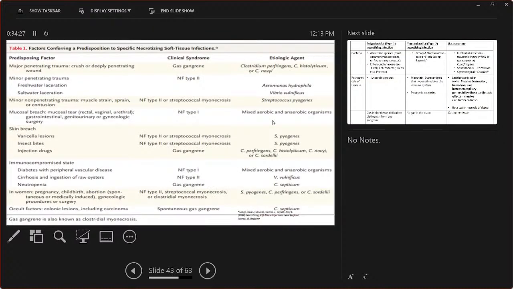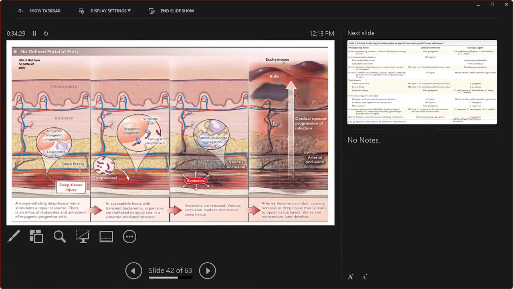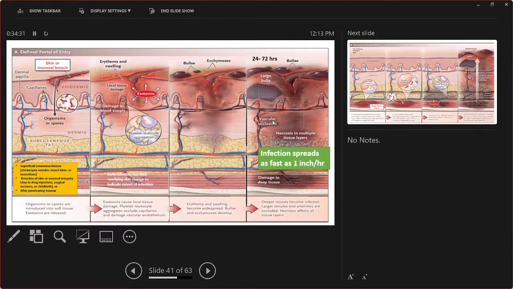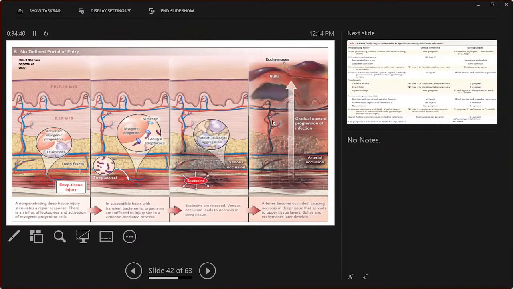So the classification, Radhika: one is that you have a point of entry and it goes from superficial to deep. The other one, you don't have a portal of entry, and it goes from deep to superficial. That is how it comes.